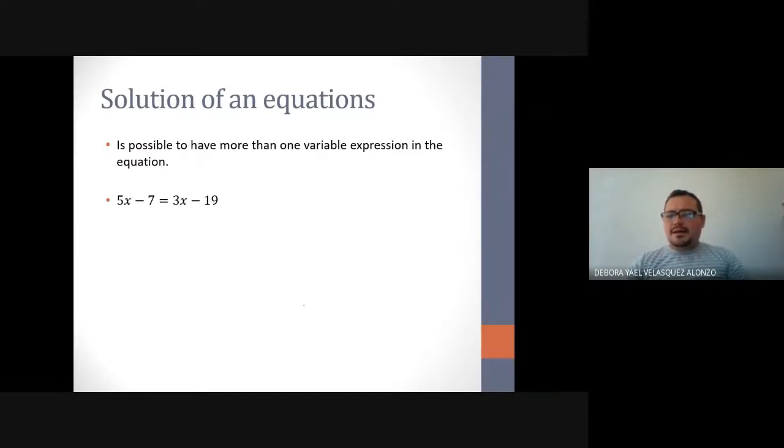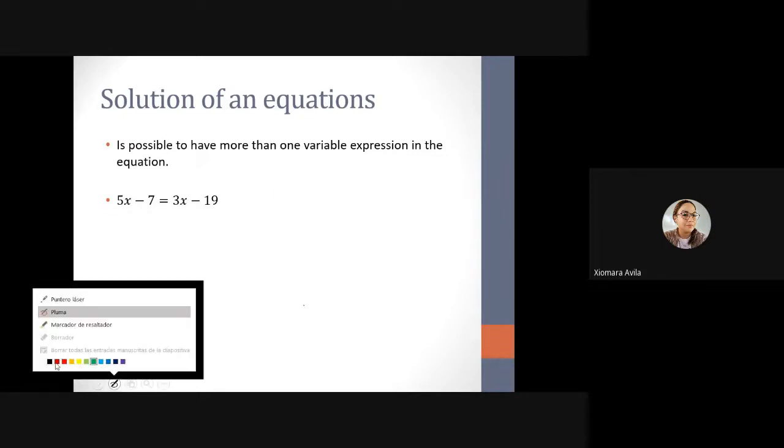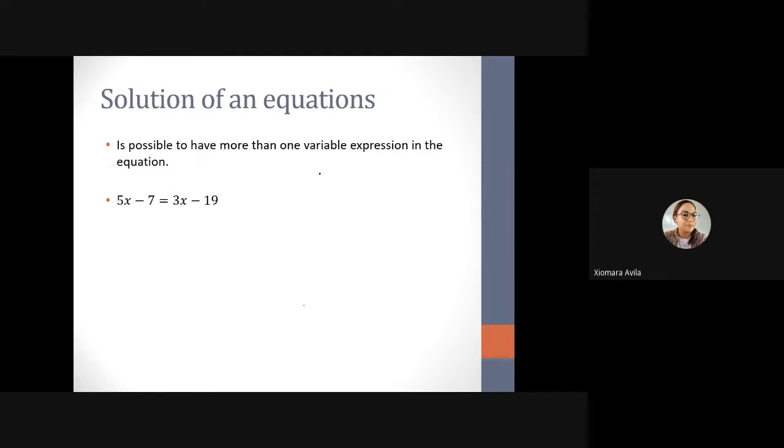Okay, Xiomara, I hear you. On this case, you will pass the 3 to the other side, so it will be 5x minus 3. And then the 7, you'll pass it to the other side. So it will be, okay, yes, minus 19 plus 7.